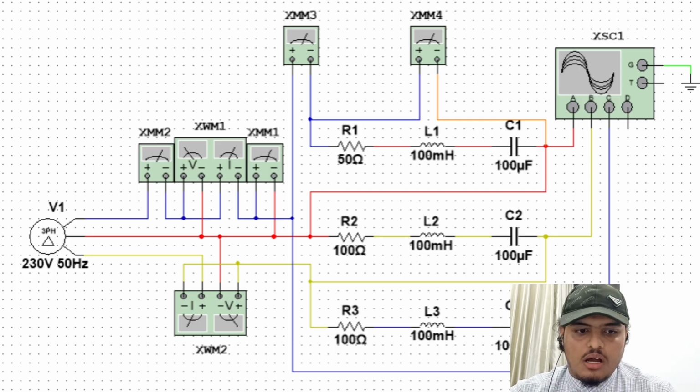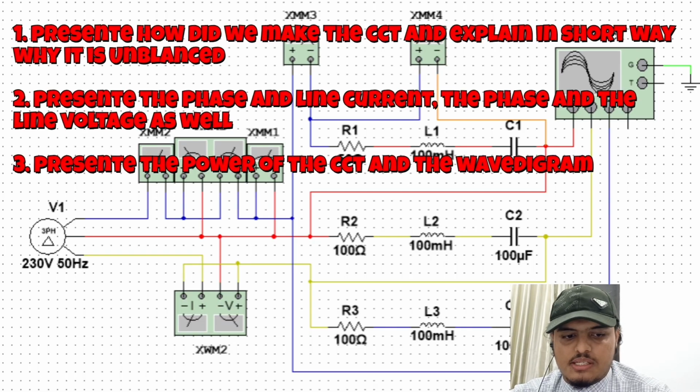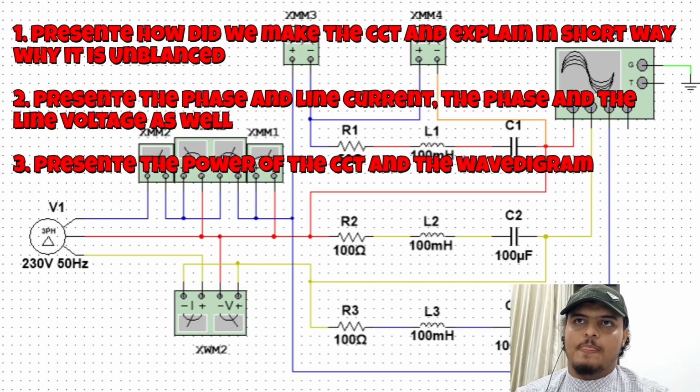Hello everyone, my name is Muhammad Abdul and my matric number is B11241066. Today, in this presentation, I will show the simulation of the delta unbalanced circuit. First, I will present how we make the circuit and explain in short why it's unbalanced. Second, present the phase and line current, and the phase and line voltage as well. Third, I will present the power of the circuit and the wave diagram.